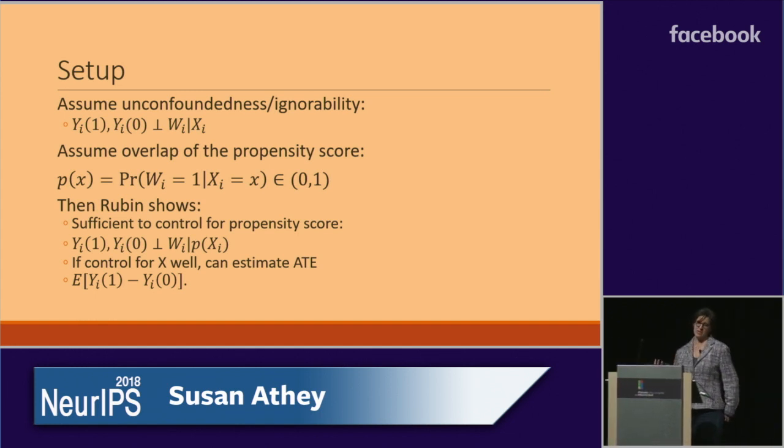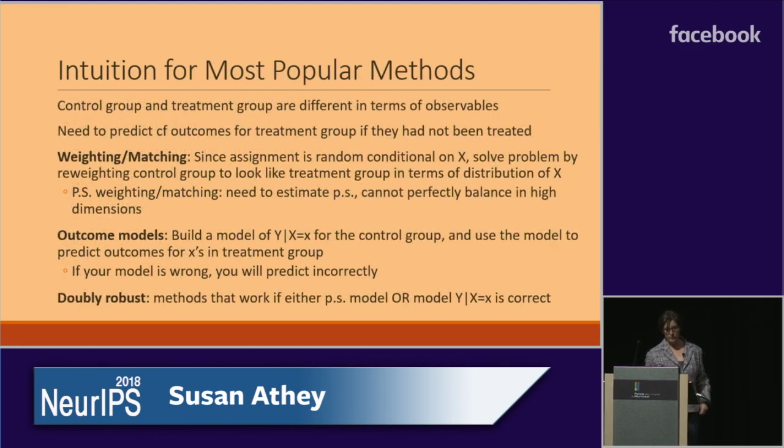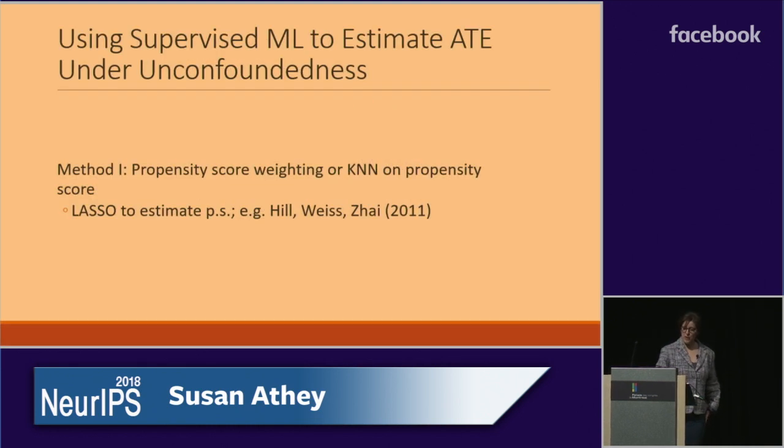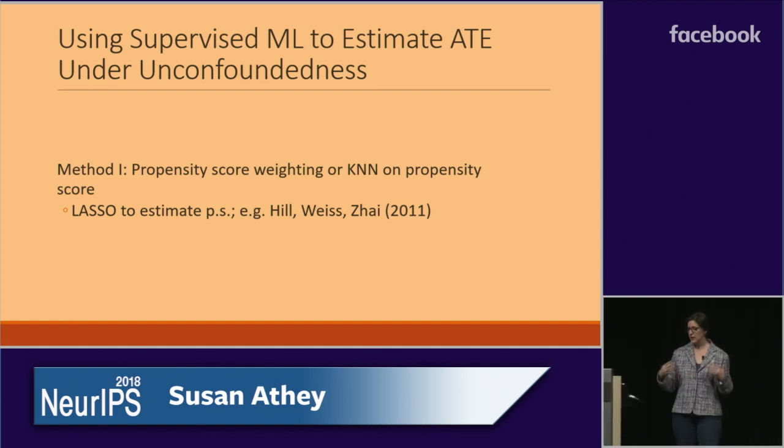But if I'm thinking of a setting where I'm interacting in a digital environment and the treatments are being assigned digitally, then the X's must have been observed in order to make the treatment assignments work. Okay, so I'm going to breeze through a few of the applications of machine learning, the way machine learning has come into this area recently.